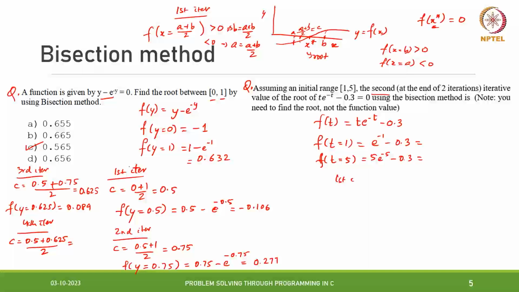Then in the first iteration, what we will do, we will calculate the midpoint of 1 and 5, right? So let's do that. So this is 6 by 2, this is 3. Okay. Now we need to find out what is the value of f at t equals 3. So 3 e to the power minus 3 minus 0.3. Okay. And then we need to check whether it comes in the positive part or in the negative part. Can you calculate and tell me the values here?